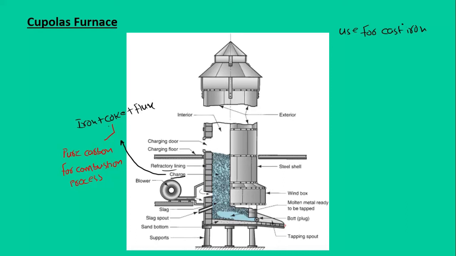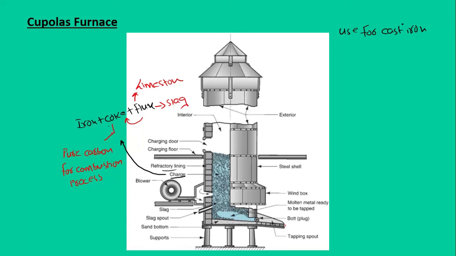Then we have the flux. The flux used here is mostly limestone. It reacts with the ash once it is combusted, so there's ash formation. The flux reacts with this ash and other impurities to form a waste material that's called the slag.